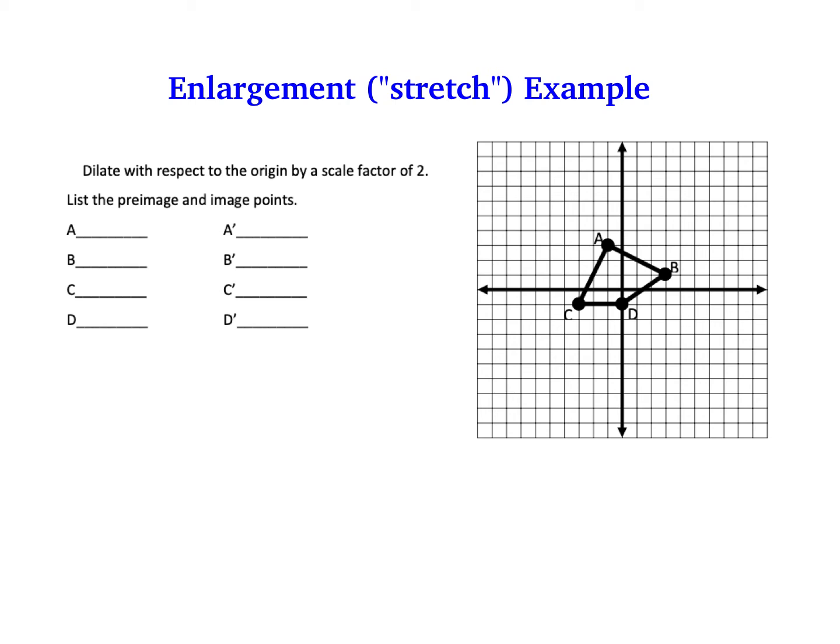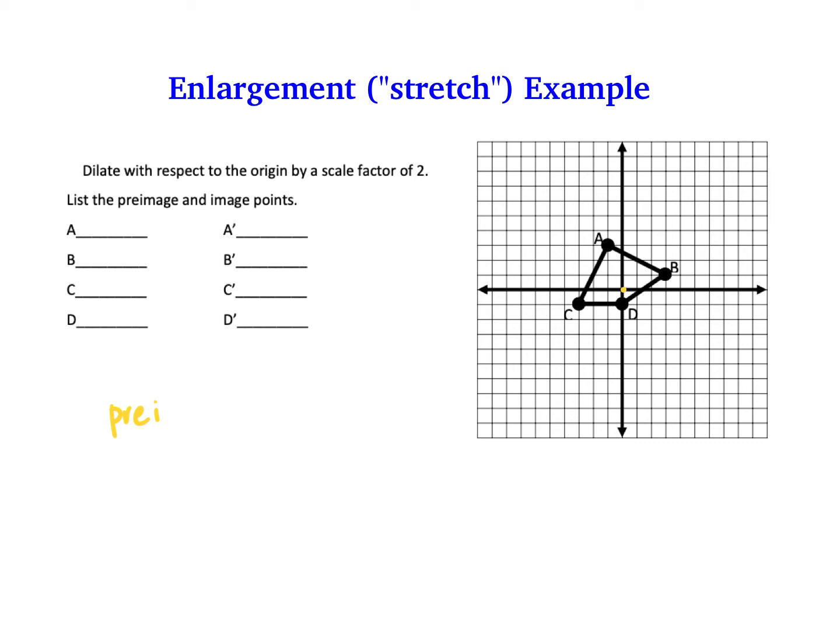So an enlargement, also called a stretch, is where the scale drawing will be getting bigger, or the dilated image will be bigger than the original. So it says dilate with respect to the origin. That just means we're going from the center, and that's what allows us to multiply the coordinates by a scale factor of 2. List the pre-image and image points.